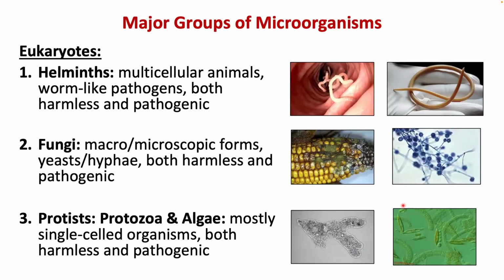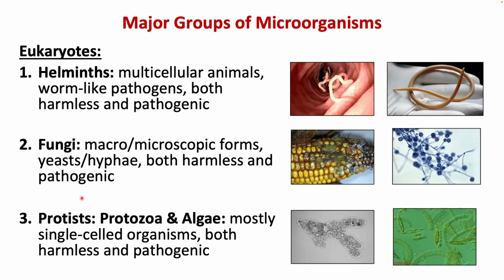To move forward, we also have to understand that microbes are grouped into major groups. One of the major groups that we have to understand is eukaryotes. Under eukaryotes, we have helminths. Basically, these are multicellular animals like worm-like pathogens, both harmful and harmless. Some of them we can see from this image, like a worm looking at someone's gut. And here we can see this parasitic worm outside of the human body. Basically huge, you can clearly see it.